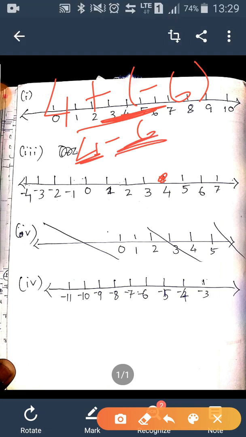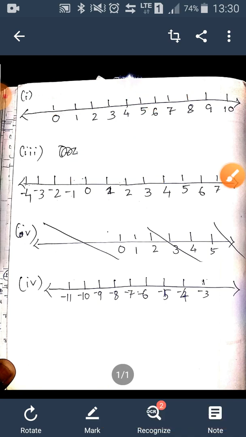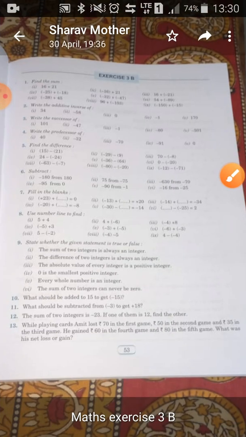Minus 6 means what? I need to go 6 times towards the left. Minus means towards the left. So let me jump 1 time, 2 times, 3 times, 4 times, 5 times, 6 times. So where do I end? I end over here at minus 2. So I will write minus 2. That is my final answer. Understood? So let's do another sum.